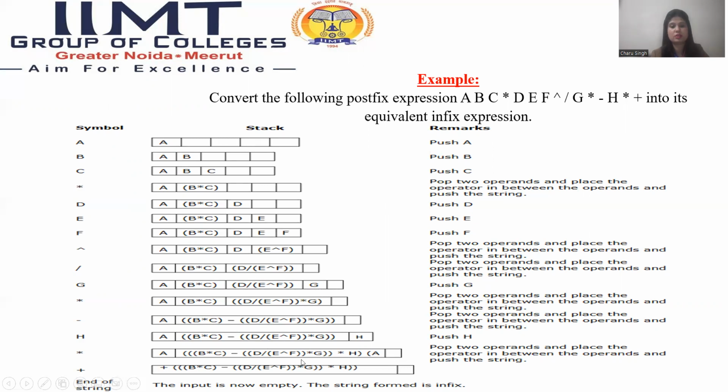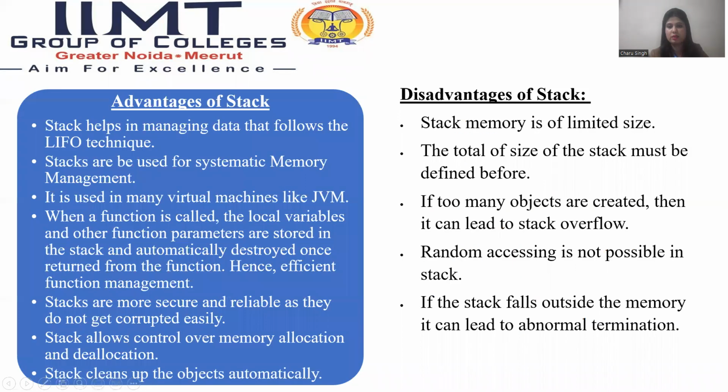Then we have H, simply push the H, and then we have the multiplication operator. So pop out two elements, place the multiplication between them, and push to the stack. And then we have the addition symbol. So again pop the top two elements, place the operator, and push again. After performing all the operations, we have this result. I hope all of you are fine.